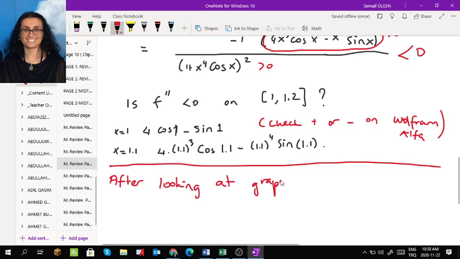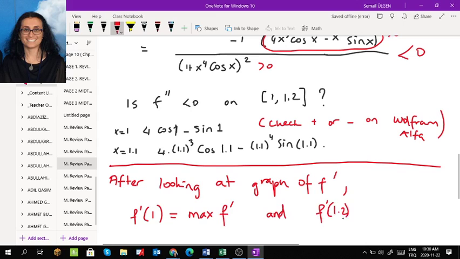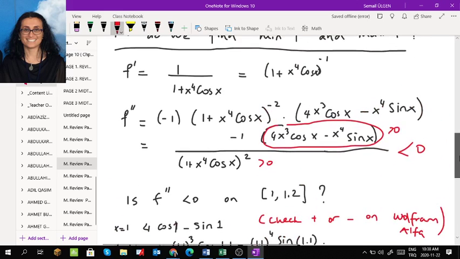After looking at the graph of f prime, actually you could have looked at the graph of f prime right away instead of going through this taking derivative stuff, but I thought maybe it could be easier to see it, but it's not. So f prime 1 is the maximum value of f prime, and f prime 1.2 is the minimum of f prime on this interval.